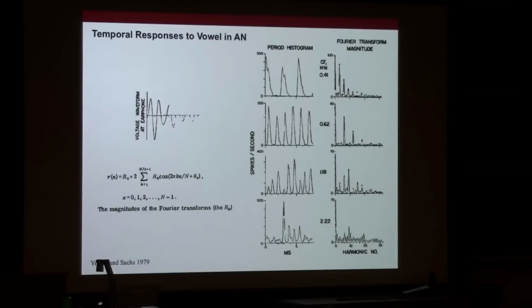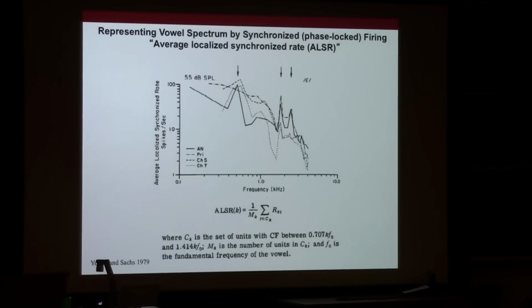I'll let you go to read here later on. This will be your own reading. Then you can calculate the measure that is based on the phase locking, not the firing rate. That measure, we call the average localized synchronized rate. That measure is more resistant to different sound levels.